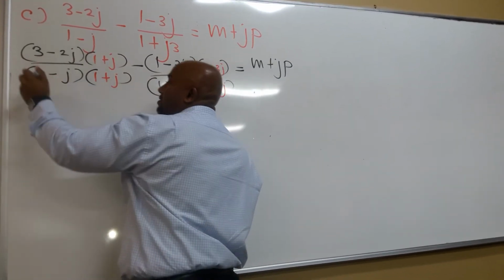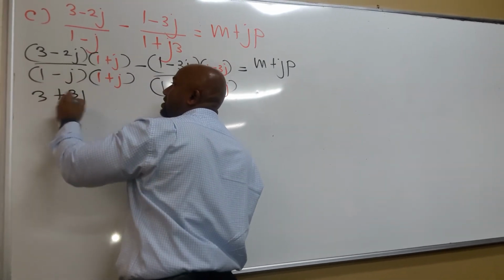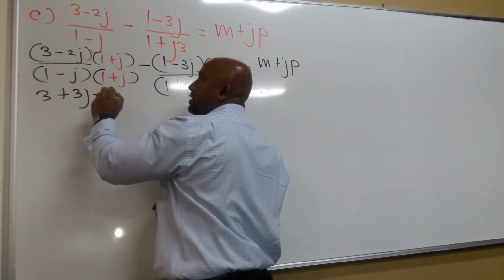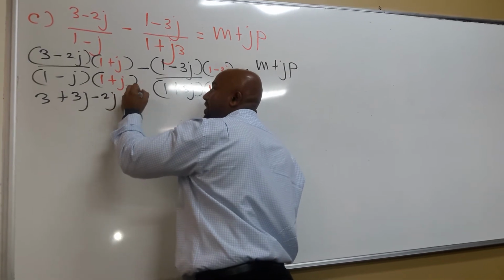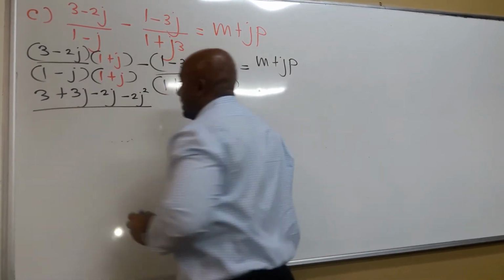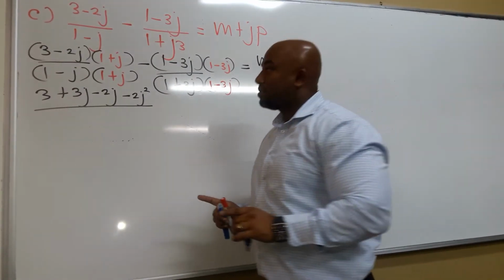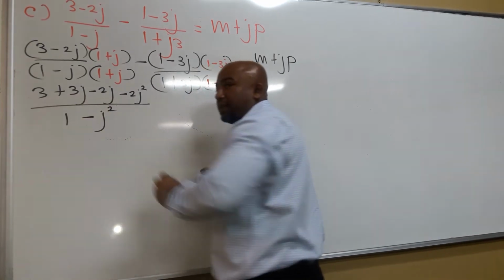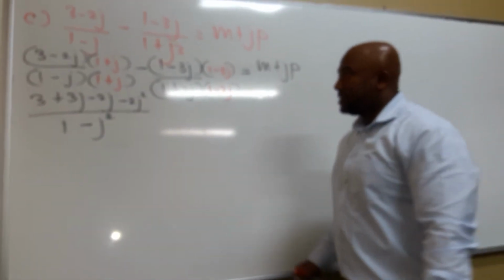So here, 3 times 1, that will be 3, plus 3 times j, that will be 3j, minus 2j times 1 is minus 2j, minus 2j times j will be minus 2j squared. The denominator is the difference of two squares, so that will be 1 minus j squared. You're clear with that? Nothing too difficult here. It's just a lot of multiplication.